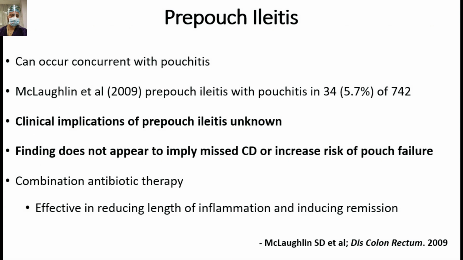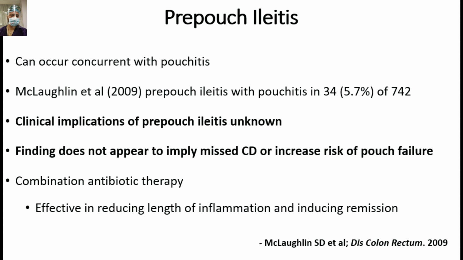So friends, pre-pouch ileitis, the term you have to understand, is the inflammation of the ileal limb just before the pouch. We use the terminal part of the ileum for creation of the J pouch. That is the most common pouch we use, as we said in the previous 2 parts. So there is inflammation. The incidence is around 5.7% in one series of 742 patients.